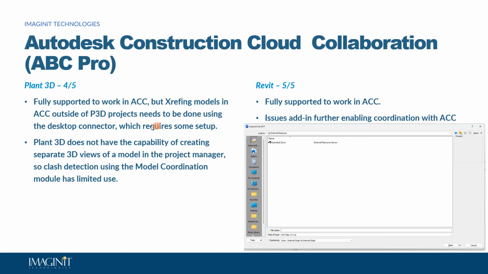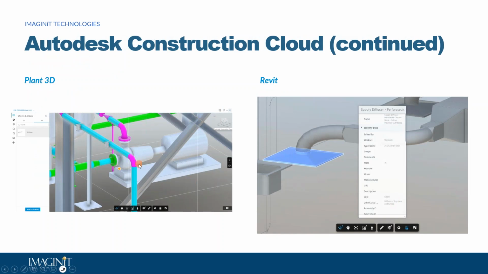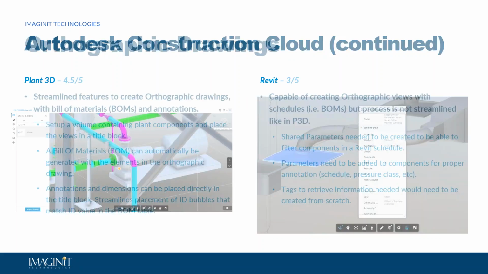The downside, for example, with this one is that if you're XREFing a model outside of your Plant 3D project using the Desktop Connector, then in the docs viewer over here, your DWG is not going to show because of the way that Plant 3D does caching of the local file. This is just the docs viewer, as mentioned, for Plant 3D and Revit inside of ACC.